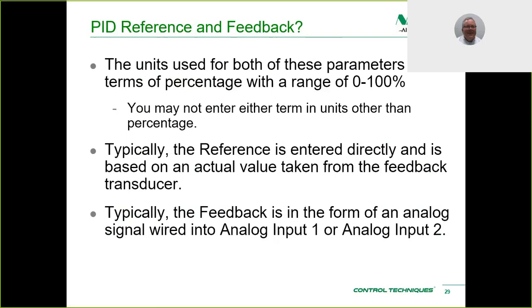Typically, the reference is entered directly and is based on an actual value, which is what I'm going to do today. Again, I'm just going to run my motor up until I come to whatever frequency produces my sweet spot. I'm going to look at my PID feedback at that point, and that becomes my set point. So typically the feedback is in the form of an analog signal wired into analog input 1 or analog input 2.